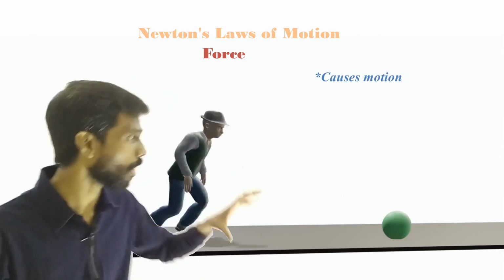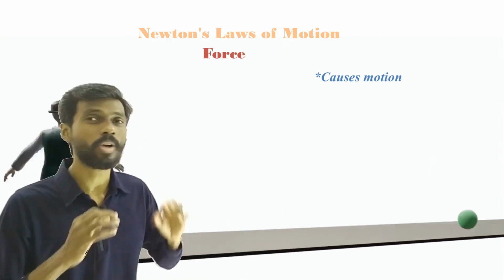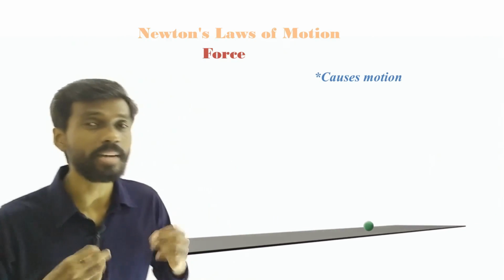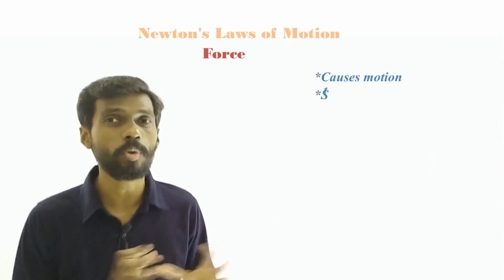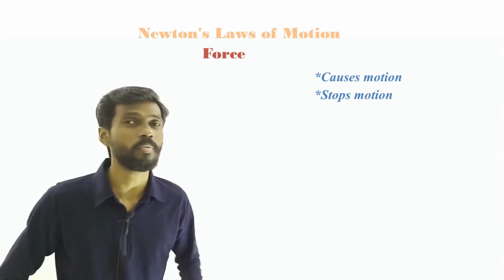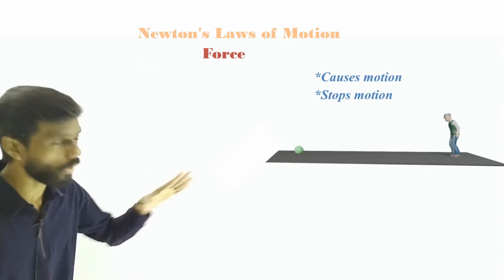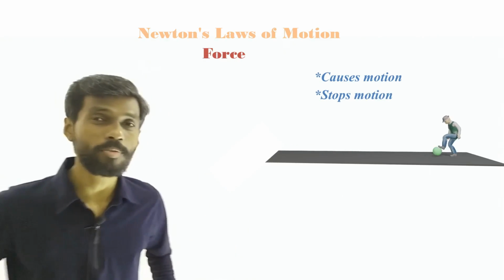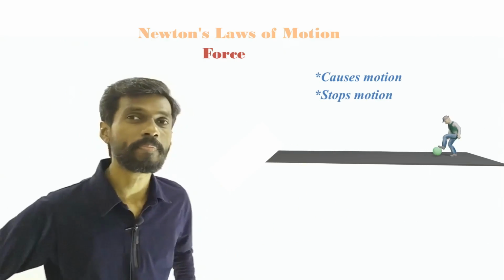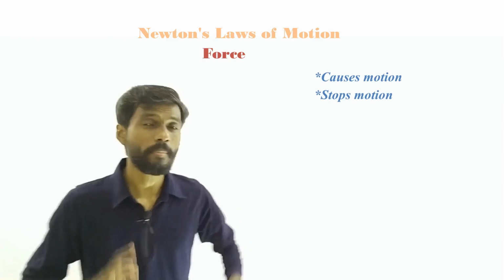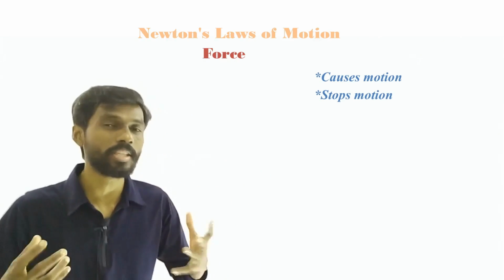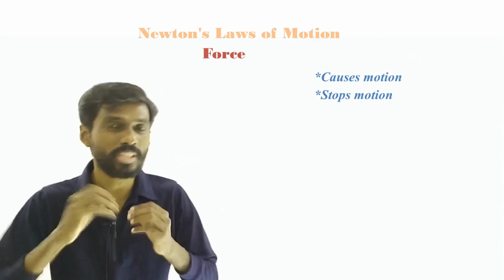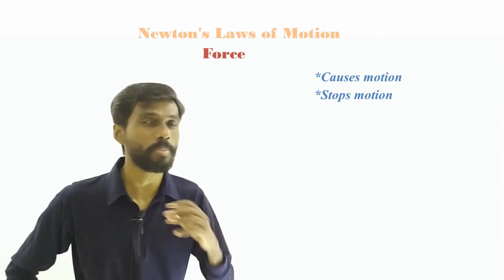For example, this ball is at rest. To make this ball move, we need to apply a force. A force is that which causes the motion of an object, right? And secondly, when an object is already in motion, to stop the motion of this object, we need to apply a force. So this ball is moving. Now to stop this ball, we need to apply a force in the opposite direction, right? The ball will stop anyway. Yeah, but that is due to the frictional force between the ball and the surface. There is always friction between any two rubbing surfaces. So this friction is also a force which stops the motion of the object.